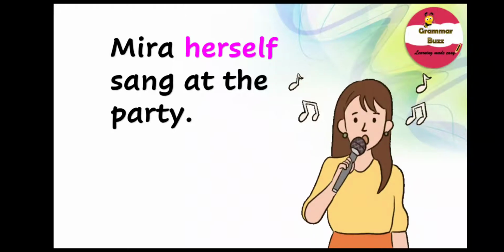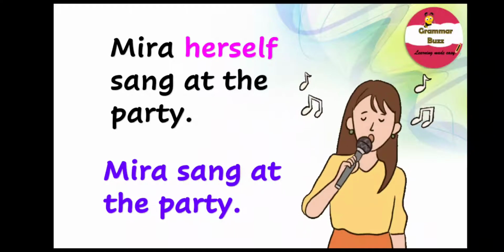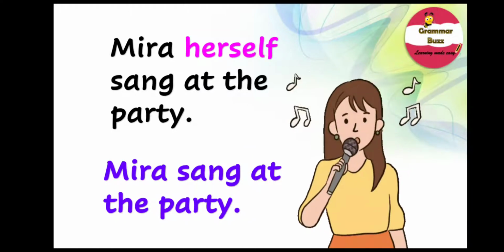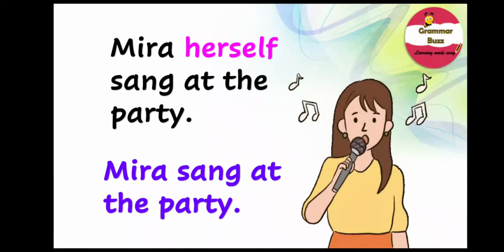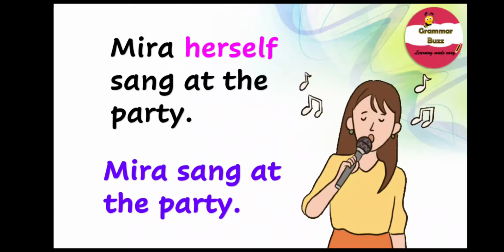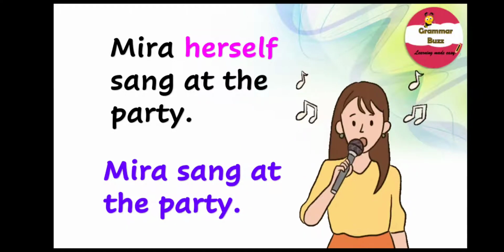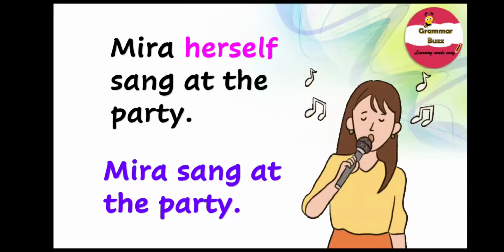Even if we remove herself from the sentence, it makes complete sense. That is, Meera sang at the party. The meaning of the sentence still remains the same. So, here herself is just used to emphasize and not to add any meaning or replace the subject or the object in the sentence. So Meera herself sang at the party means that we are laying emphasis on the fact that the song was sung at the party by Meera herself. So here herself is an emphatic pronoun that is used only for emphasizing.